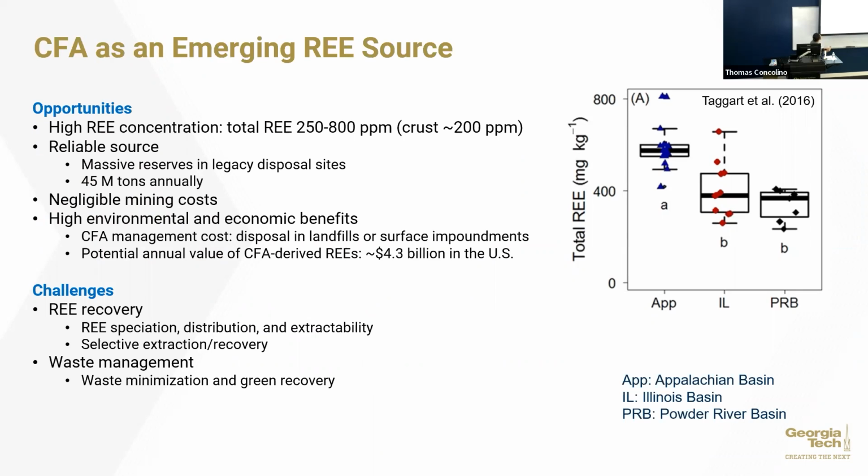So the opportunity with REE extraction from coal fly ash is the relatively high REE concentration. The total REE concentrations are about 250 to 800 ppm. As you remember, we talked about REE concentration in the crust as 200 ppm. It is a reliable source. There are massive reserves in legacy disposal sites. Even if we stop burning coal right now, there's still a ton of coal ash that we can work with. And there are right now continually about 45 million tons produced annually.